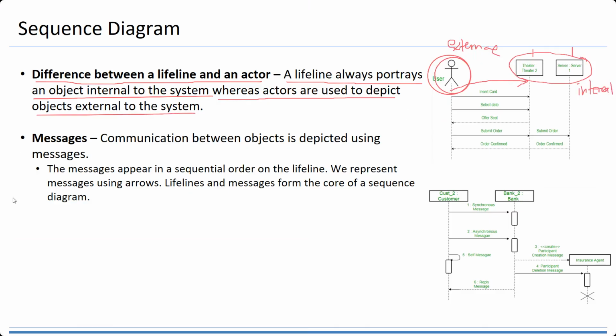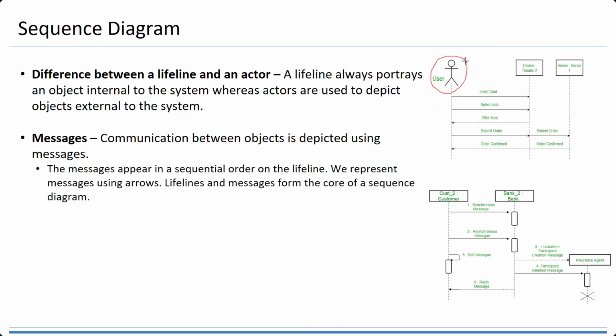So for example, I'm going as a user, I would like to buy a theater ticket. So this is a theater ticket. So as a user, when I want to buy a theater ticket, then I can insert my card. So this is the first. And then I select the date. And then this kiosk or this system will give you the information about the available seats. So the system will offer you a seat that you can buy.